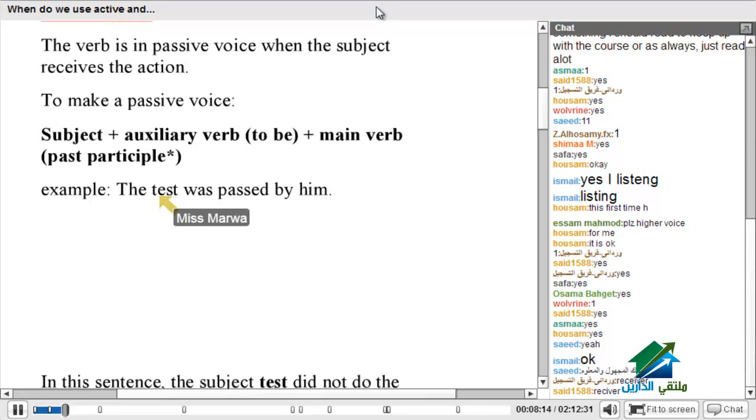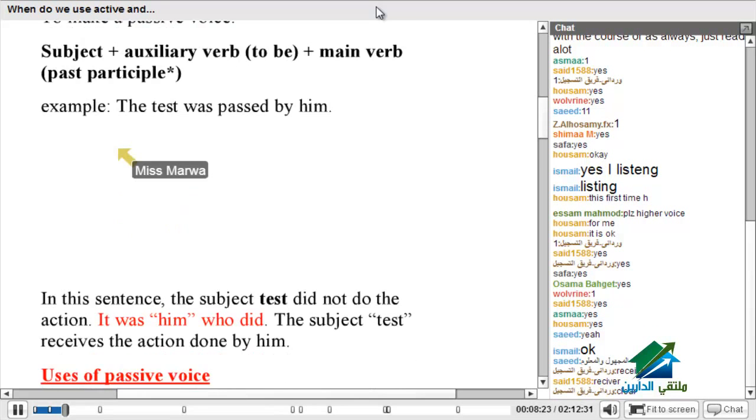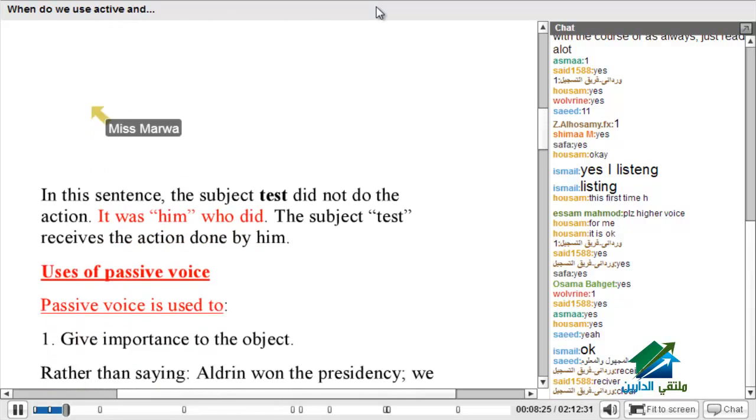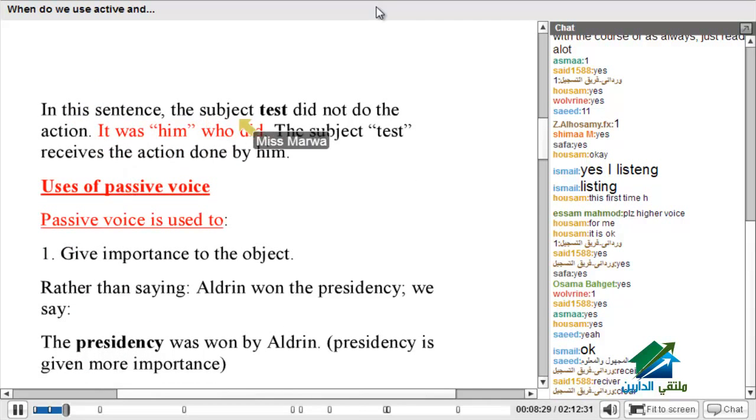It's clear? Oh, yes, Said. Yes, that's what I mean. In this sentence, the subject test didn't do the action. It was him who did. The subject test receives the action done by him.